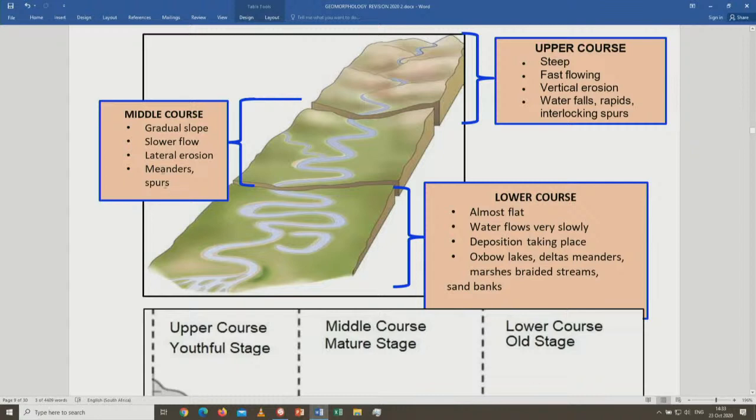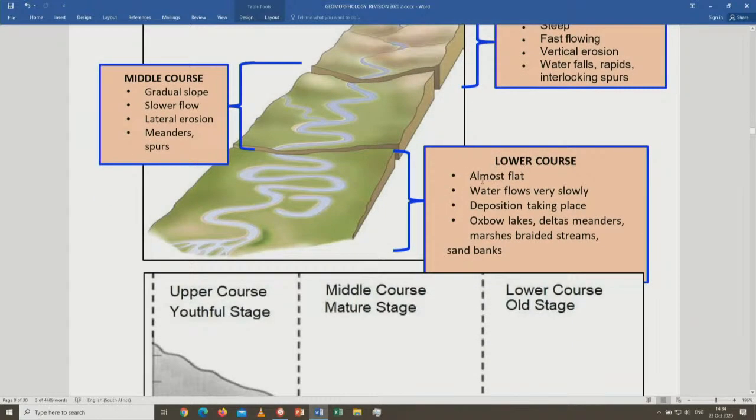Meanders and spurs are formed over there. If you look at the diagram over there also, it will give you a clear explanation of that. And then the lower course is almost flat, and the water flows very slowly. Deposition is taking place. So that means now the lower course is dominated by deposition.